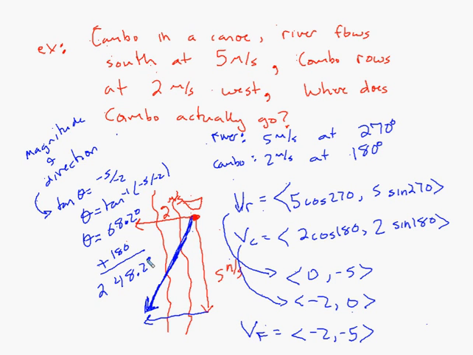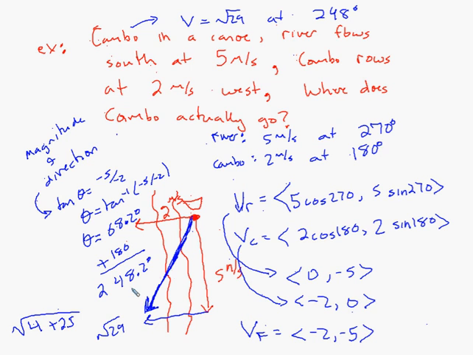So that's his direction. Now his magnitude is going to be the square root of 4 plus 25, so it's root 29. So where does Cambo go? Cambo goes at a velocity of root 29 at 248 degrees. That's his actual velocity. And then he plummets over the waterfall.